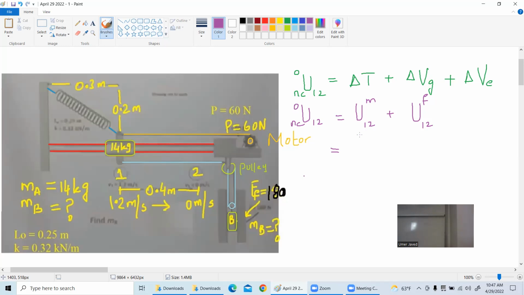The unstretched length of the spring is 0.25 meter. The K is 0.32 kilonewton per meter for the spring. Twice I wrote 60 Newton, that's just a mistake. The P is 60 Newton, the force by the motor, because you switch on the motor, right? This is a pulley. Pulley has 2 strings. Friction force experienced by the counterbalance is 180 Newton.